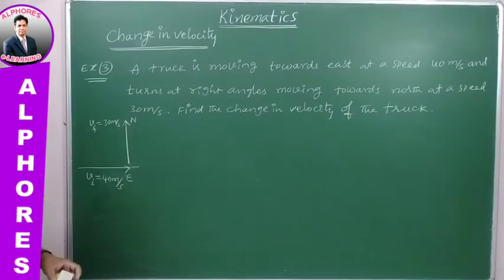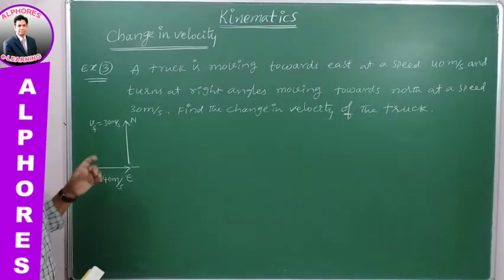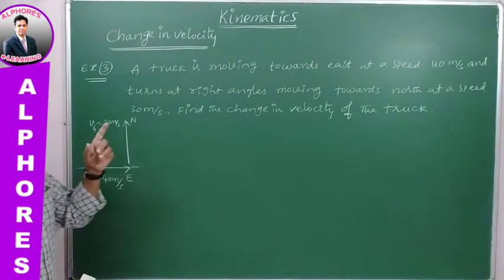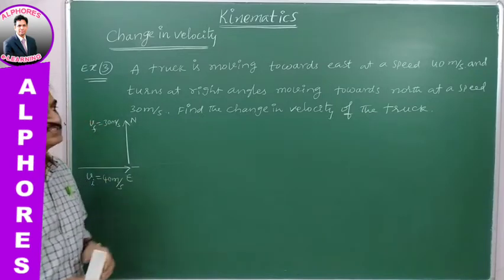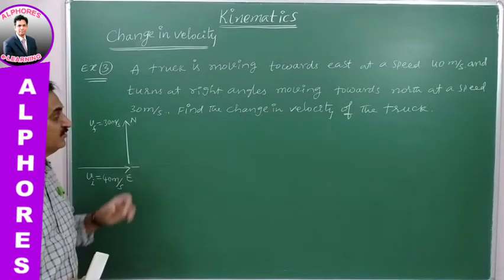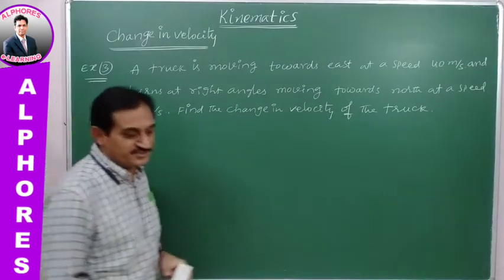Let us go for the next problem. A truck is moving towards east at a speed of 40 meters per second and turns at right angles, moving towards north at a speed of 30 meters per second. Find the change in velocity of the truck.